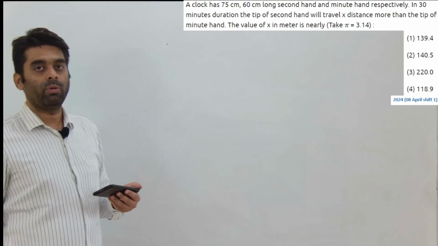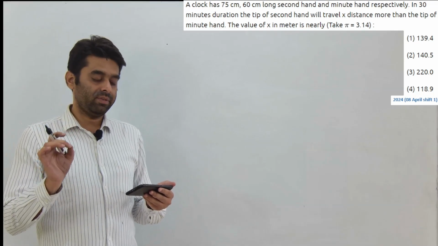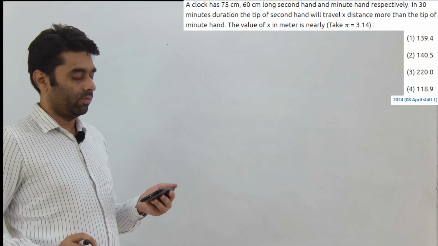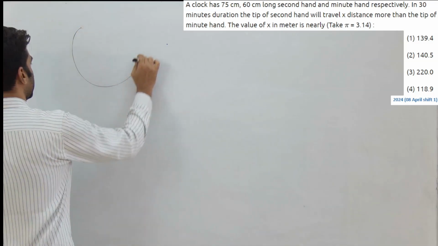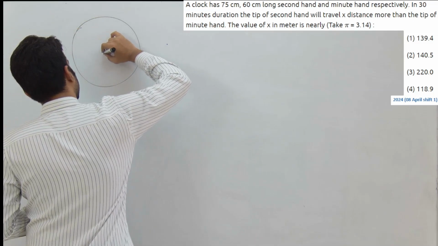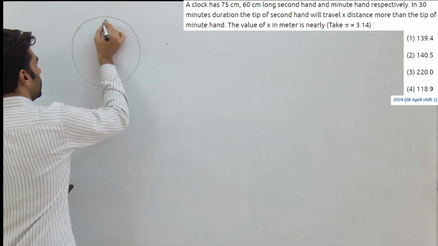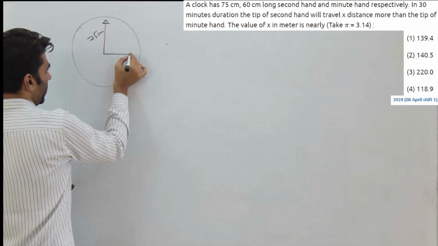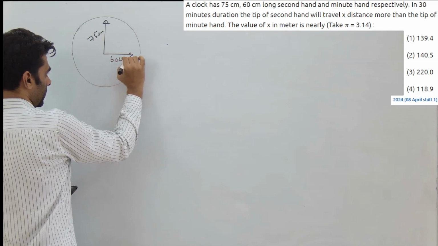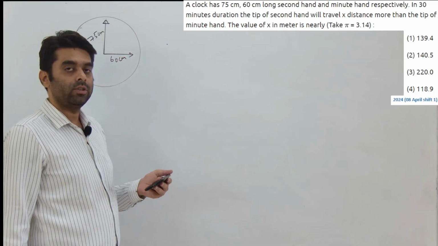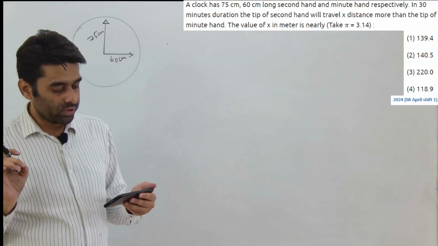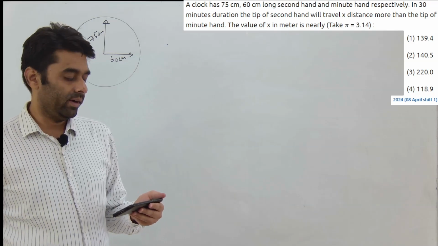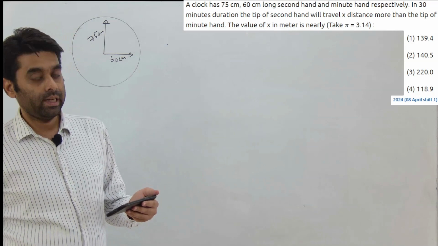So the question we have is, a clock has a 75 centimeter second hand and a 60 centimeter minute hand respectively. Fine. Let us draw the situation. A clock, the second hand is given to us as 75 centimeter and the minute hand is given to us as 60 centimeter. In 30 minutes duration, the tip of the second hand will travel x distance more than the tip of the minute hand. The value of x in meter is nearly, take pi as 3.14.